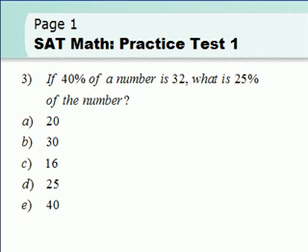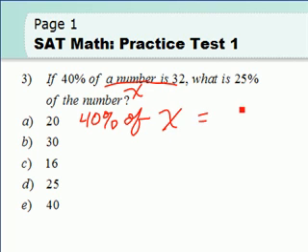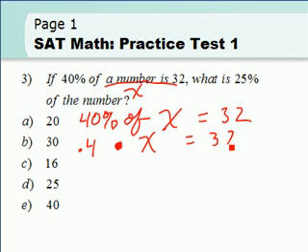Problem number 3. If 40% of a number is 32, what is 25% of the number? Alright, let's write the notation for that. So 40% of a number. I'm going to call that number x. 40% of x is equal to 32. Now 40%, you can just write as a decimal, it's 0.4. Of means times, so 0.4 times x is equal to 32. So now I can divide both sides by 0.4. So that means that x is equal to 32 divided by 0.4.